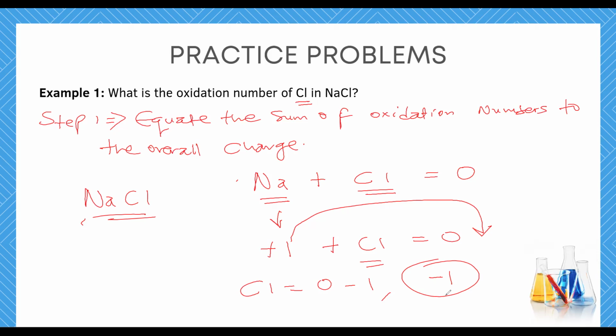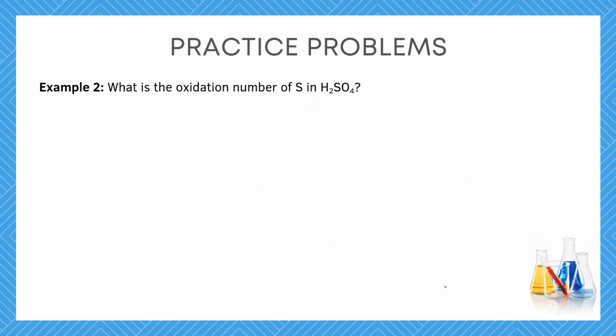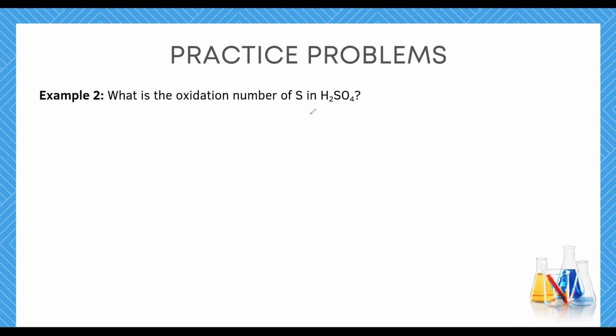I'm sure you got every bit of that. Don't worry, I'm going to solve another example. Here is example number 2. Example number 2 says, what is the oxidation number of sulfur S in this compound, H2SO4? Remember I told you, step number 1 always equates the sum of all the oxidation numbers to the overall charge. So my question to you here is, what is the overall charge? If you notice with me, there is no plus or minus anything there. So the overall charge is 0.